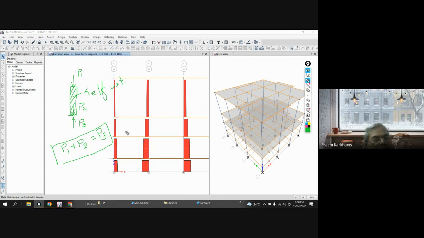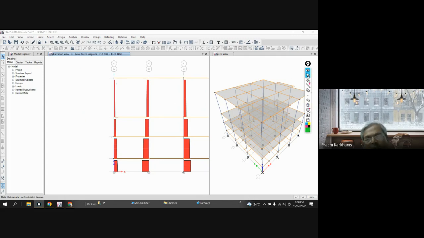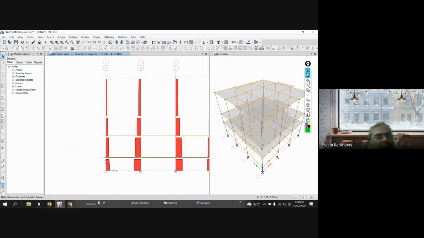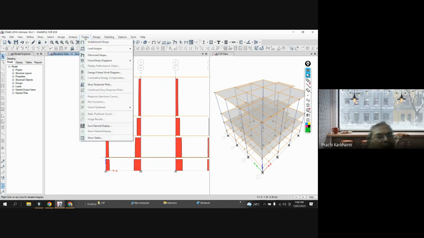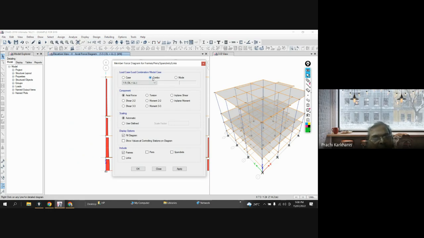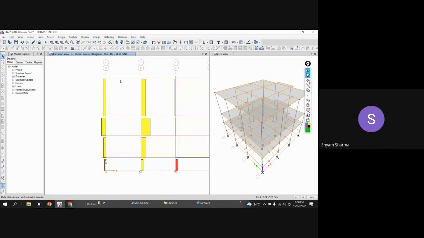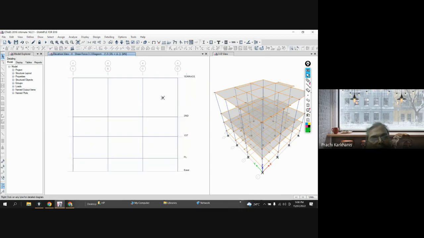So this is how about columns. And now I will show you a little bit, see why some people get trapped in this. If you do not understand these basic concepts, and let us say you are displaying post-test diagram and member pair, and here let's say combination, and unfortunately you are going for M33. Okay, so you have shear.